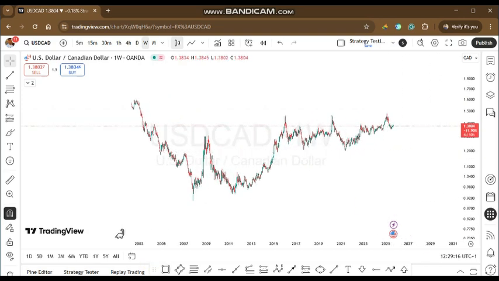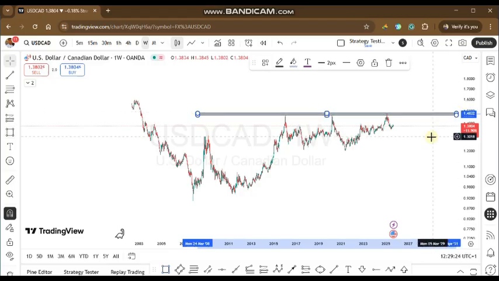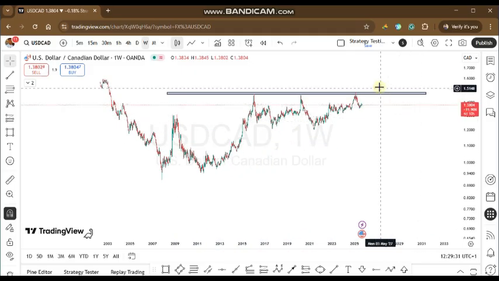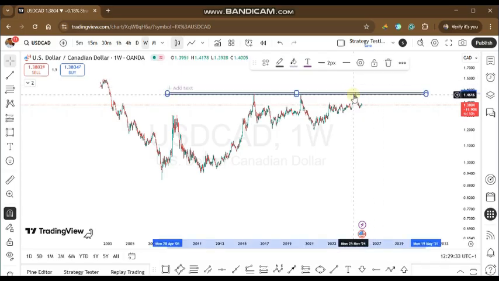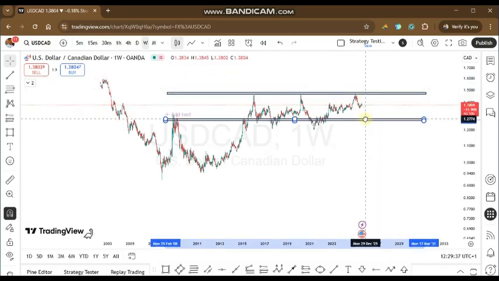I'm going to be using this rectangle here. I'm just going to draw 1 or 2 key levels out. So this is the first one. I'm going to plot it, make sure it touched very well. Then I'm going to clone this as well, and put this one around this region.